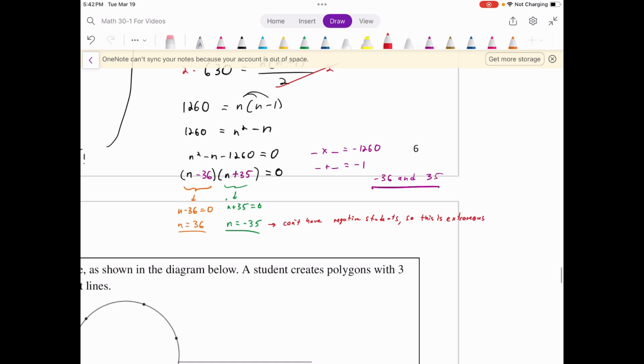Right? That's an extraneous solution. This one's fine. We can have 36 students. In fact, they do. So there are 36 students in the class.